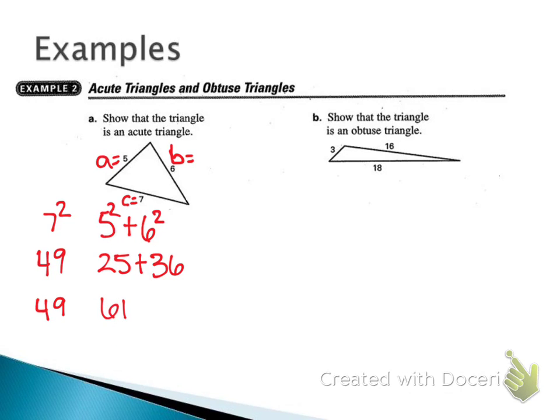Is it less than, equal to, or greater than? This would be a less than. And if c squared is less than the sum of a squared and b squared, that is how we know it's acute. So notice I did not put a symbol in it until the very end when I compared them. So this shows or proves that that triangle is acute.